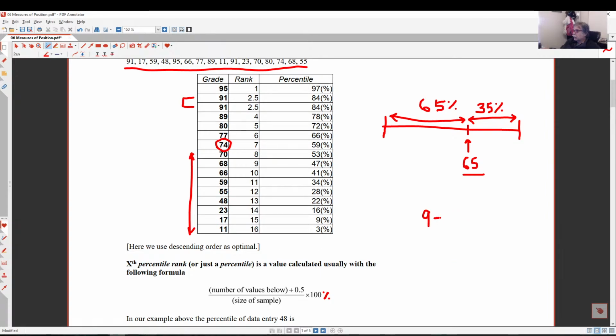Then we add 0.5. Now that's for the purpose that we need to count this 74 somewhere. So we're going to count in a way half above and half below. And then we divide that with the whole frequency of the sample, the size of the sample, which is 16.